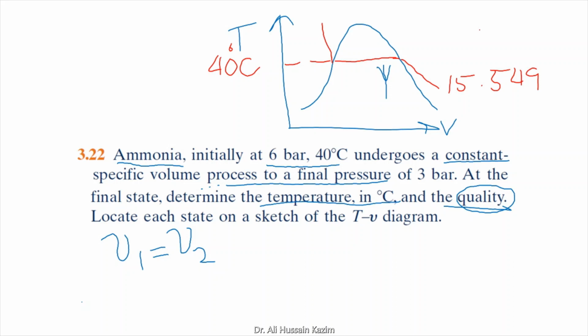Now in our question we are given a line of 6 bar. So if we draw a line of 6 bar, it would be somewhere below the above line. So 6 bar is below it.